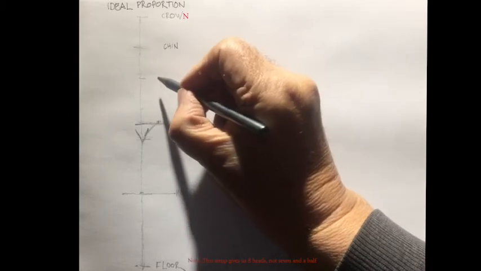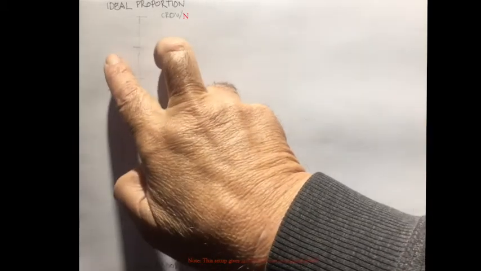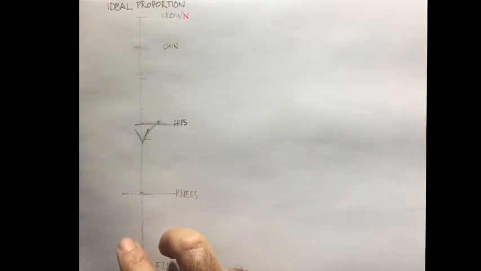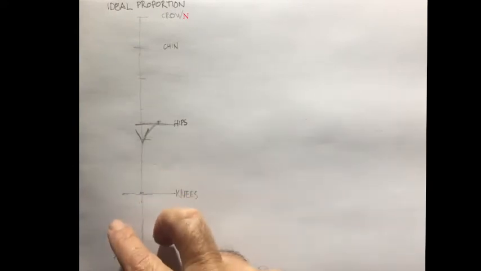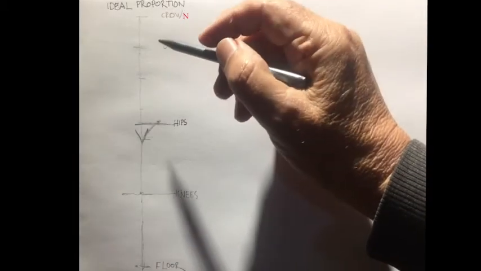Crown, chin, breast, belly button here. Apparently the body is 2 heads wide across the shoulders, 1 head wide across the waist, and 1 head wide across the calves. Carry on. So here, that's the chin.